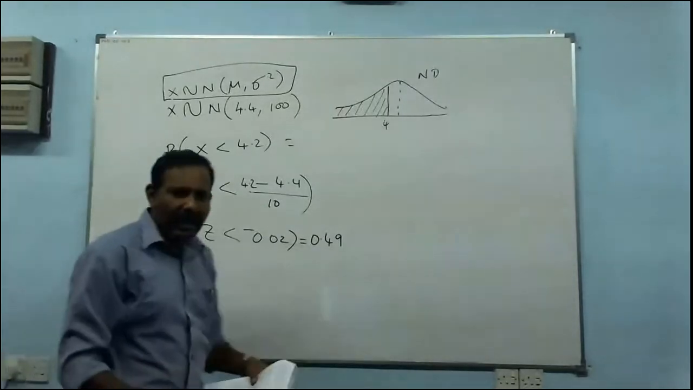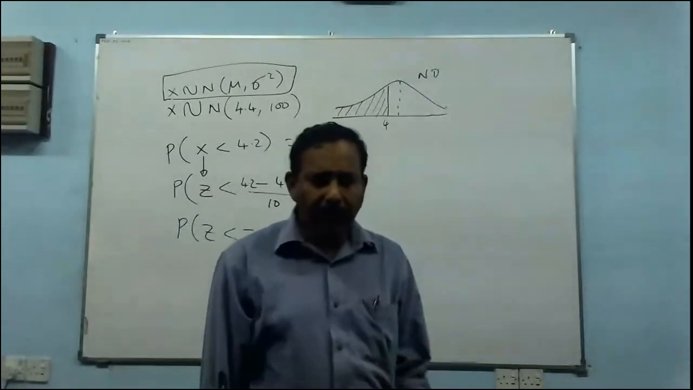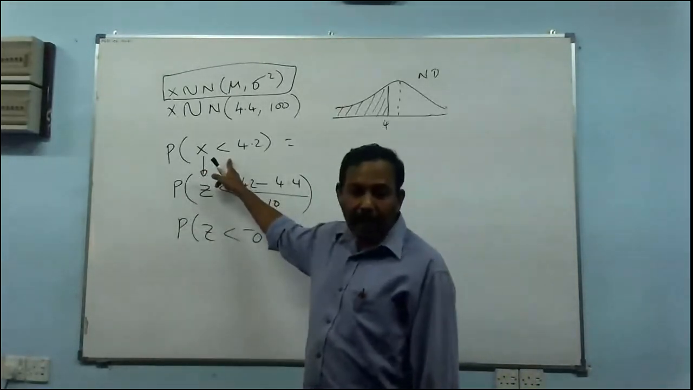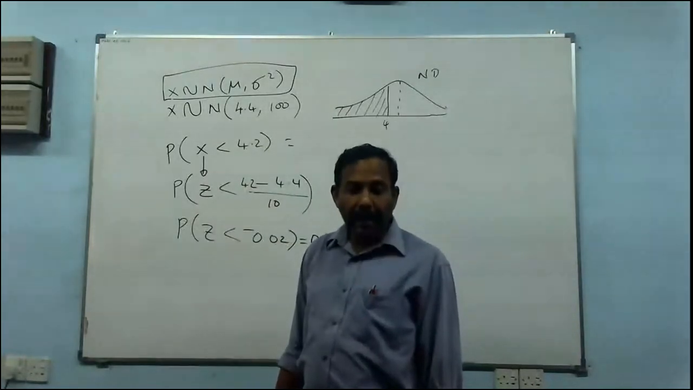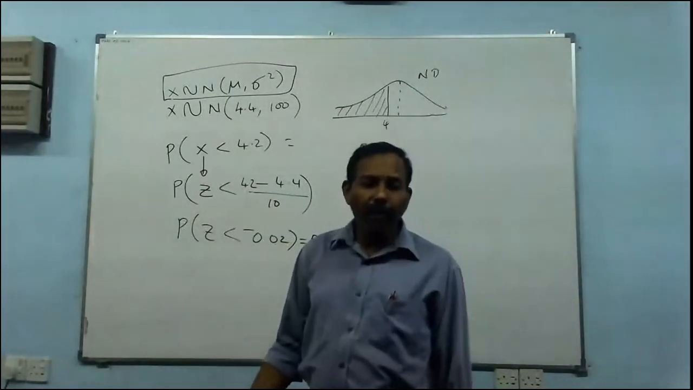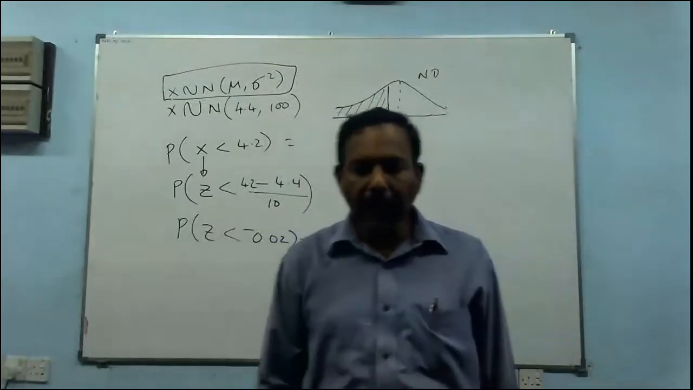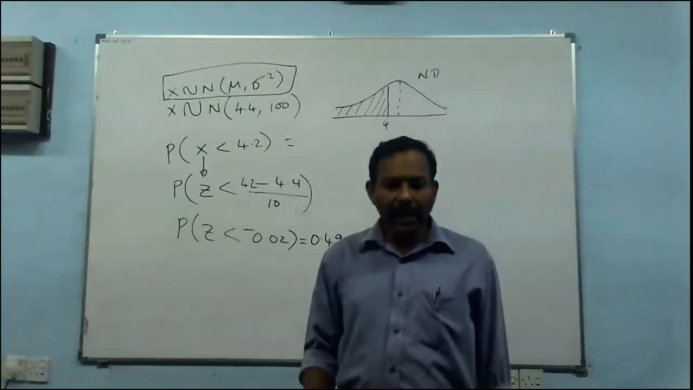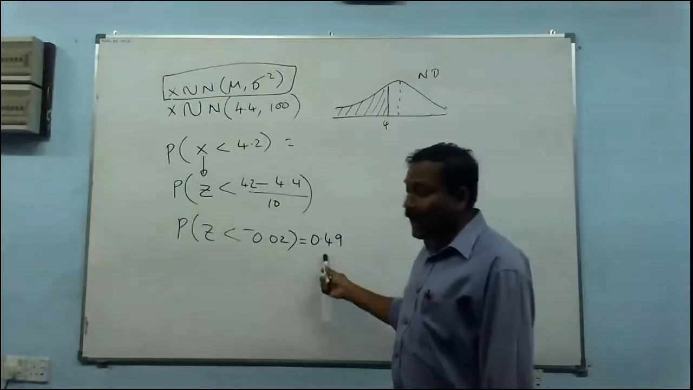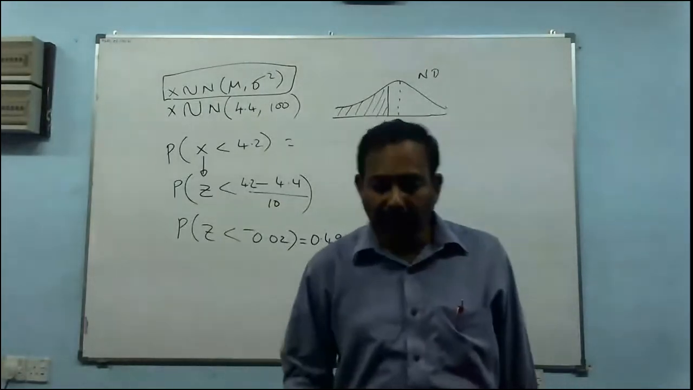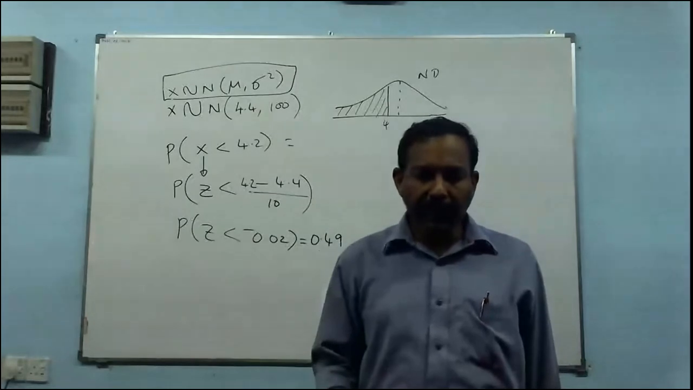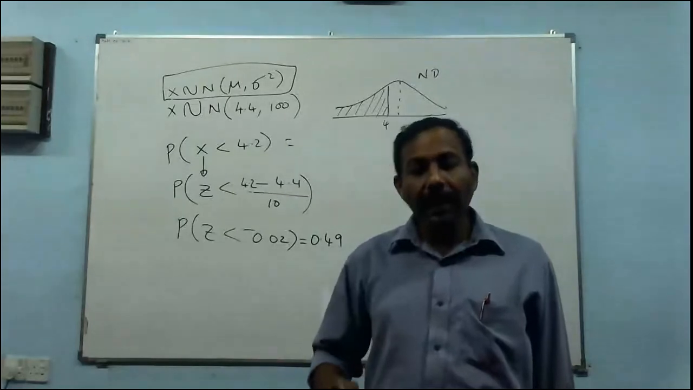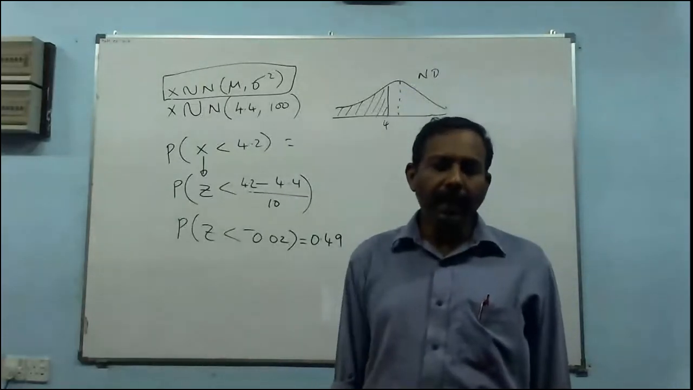So how can we say this in real text form? Question is, what is the proportion of farmers in Sri Lanka producing paddy productivity less than 4.2 metric tons per hectare? Now what is my answer? In Sri Lanka, almost 49% of the farmers are producing paddy yield as a productivity less than 4.2 metric ton per hectare.